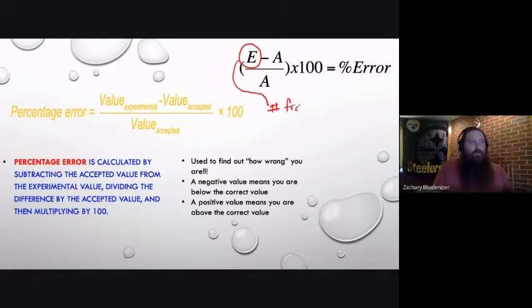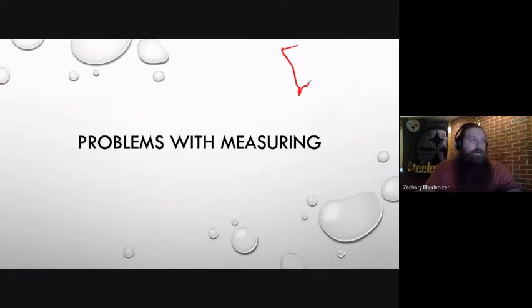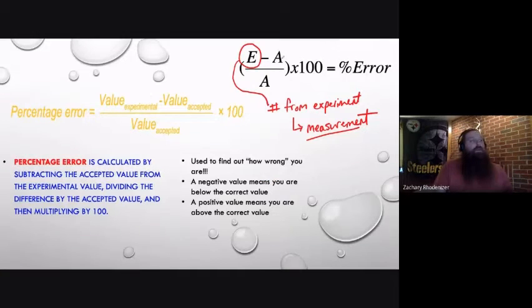A number from an experiment, which implies it is a measurement. That's what it is. A is our accepted value. I don't know why it keeps doing that. A is our accepted value. Okay, so this is the true value.